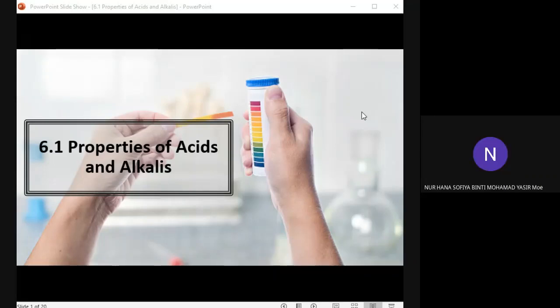Teacher, okay, Hana Sophia. Kalau acid, korosif, dia low dengan strong. Tapi kalau alkaline, dia hanya korosif untuk yang strong saja. Okay, betul. Okay, thank you Hana Sophia.